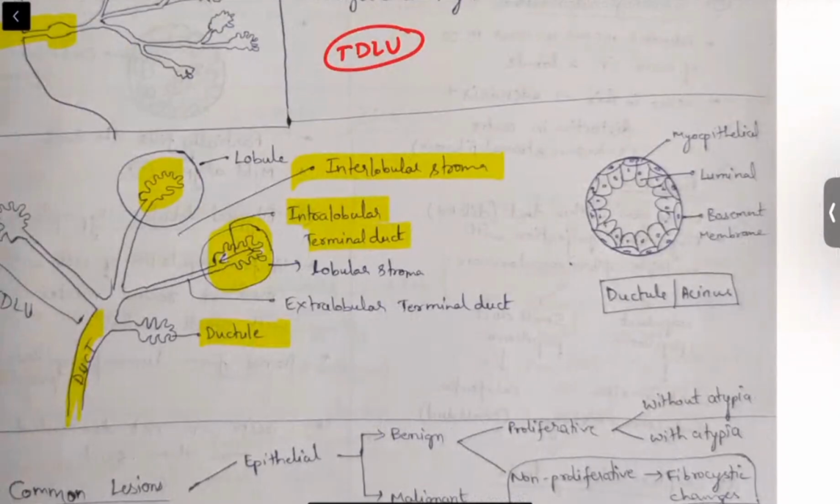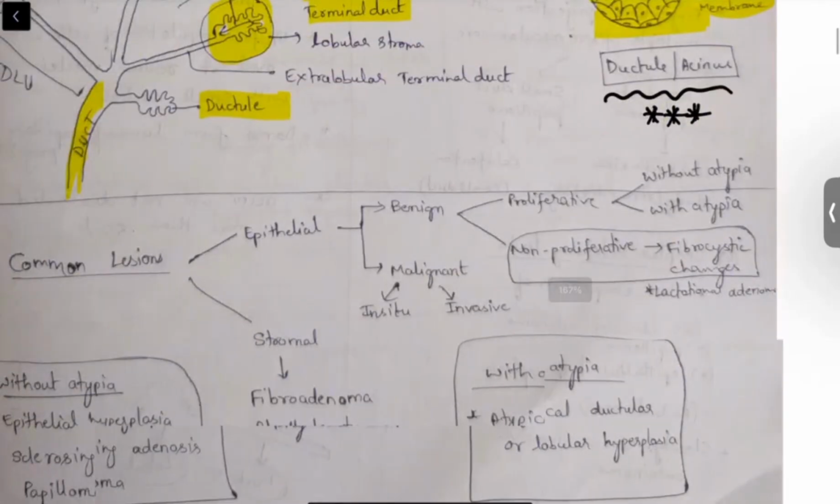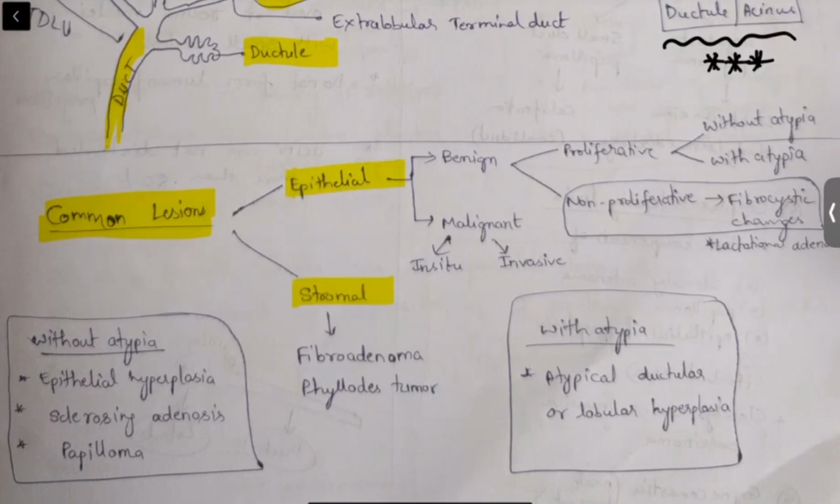Just like I have told before, the duct is lined by two types of cells, one being the myoepithelial cell and the other being the luminal cell, and both of these cells are covered by a basement membrane. Okay, this whole structure in turn is called a ductule or acinus. Okay, so coming to pathology of breast per se, what are the common lesions we can see in a breast? We will divide these into two types, basically epithelial lesions and stromal lesions, because there are two things.